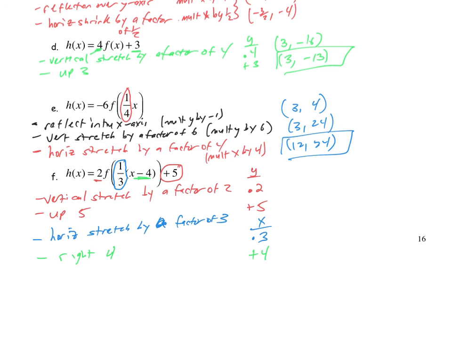So we began with 3, negative 4. We're going to multiply y by 2. That'll be 3, negative 8. Then we're going to add 5 to y. So that'll become 3, negative 3. And now we're going to focus on the x. So x values are first multiplied by 3. So that's going to become 9, negative 3. And then we're going to add 4 to the x value. So we're going to have 13, negative 3.